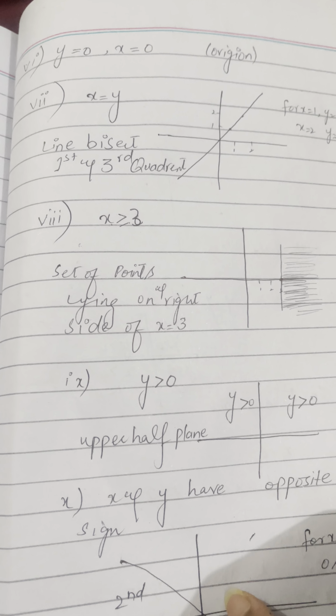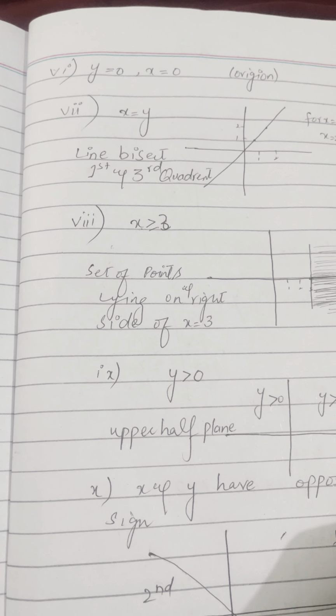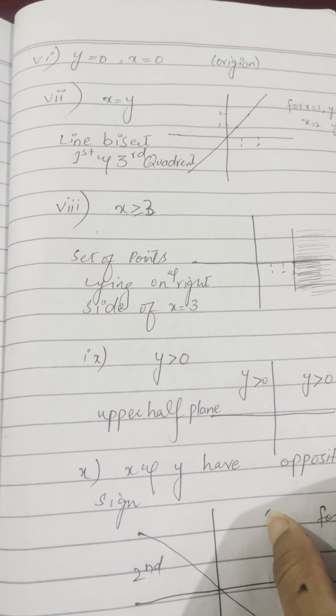In part 6, we are given y is equal to 0 and x is equal to 0. They are both 0 at the origin. So in the sixth part the point is at the origin.